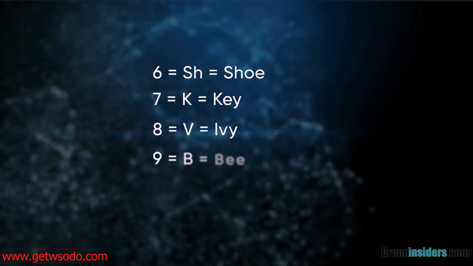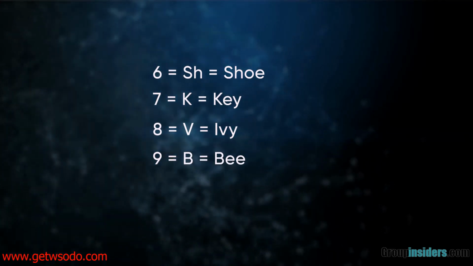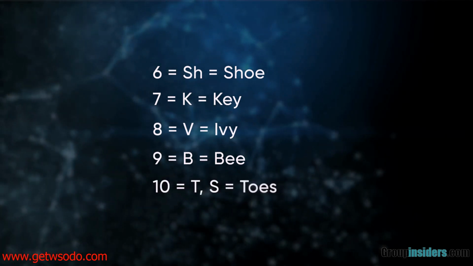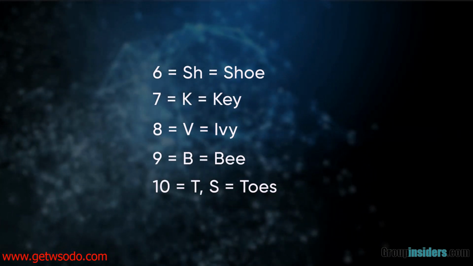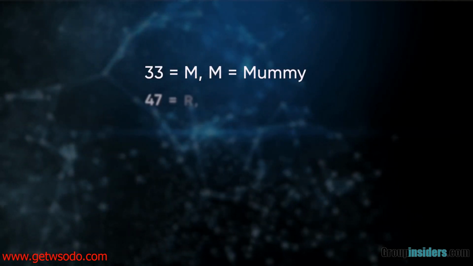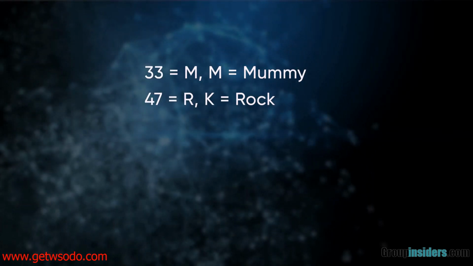9, for me, I use a B, because 9 is the P or the B sound. I just think of a bumblebee. And number 10, 1, 0. So 1 is the T sound, and 0 is the S sound, toes. You have 10 toes again. Now this is where it gets interesting, because you could go all the way. For example, 28 is knife. 2 is the N, 8 is the F, knife. What is 33? M-M, mummy. What's 47? R-K, rock. 47. What about 49? R-P, rope.